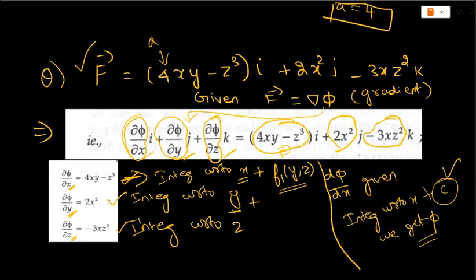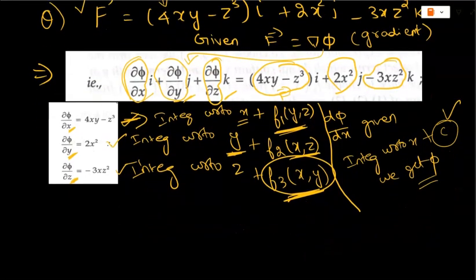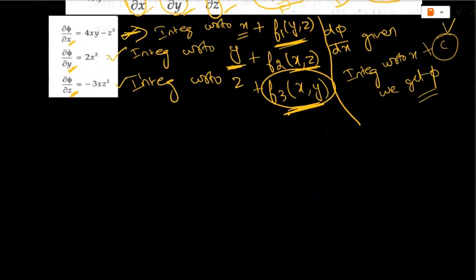Similarly, since we integrate with respect to y, we should add a function of x and z. Similarly, when we integrate with respect to z, we should add a function of x and y, because when I differentiate with respect to z, I would have treated x and y as constants. So be careful. First one, we will integrate with respect to x and then add a function of y and z. Second one, we will integrate with respect to y, add a function of x and z. And third one, we will integrate with respect to z and add a function of x and y. Finally, we will compare all the three answers.